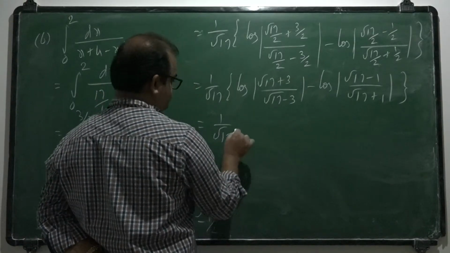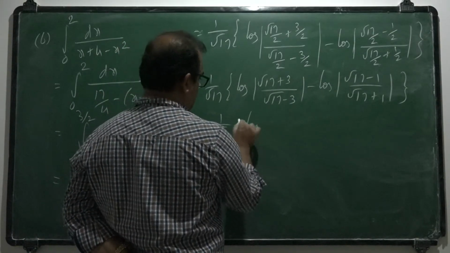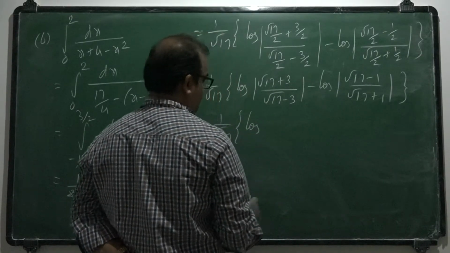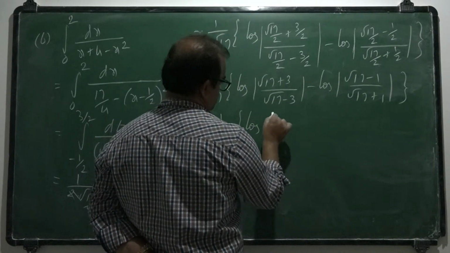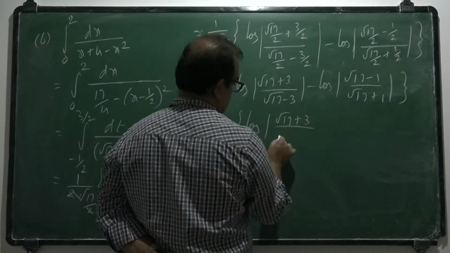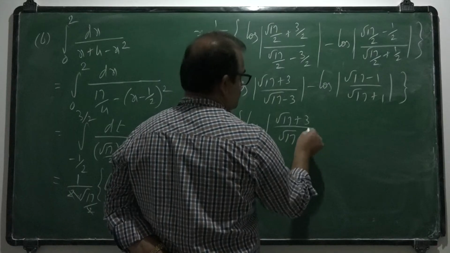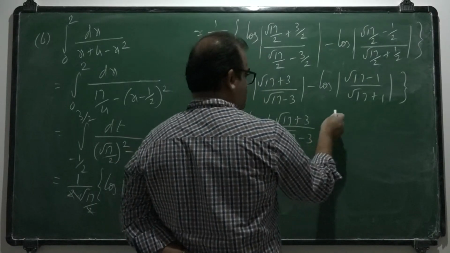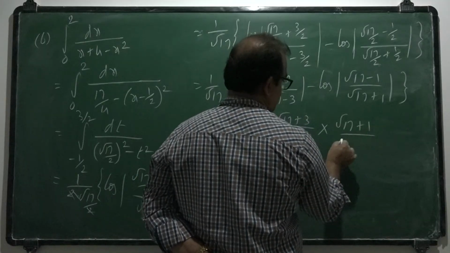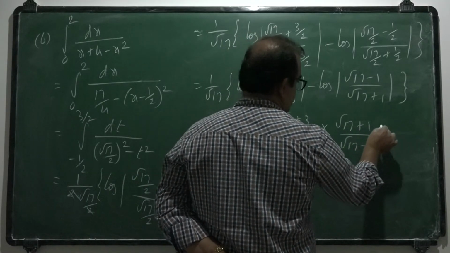17 into log of m minus log n, that is log of m by n, it becomes root 17 plus 1 by root 17 minus 1.